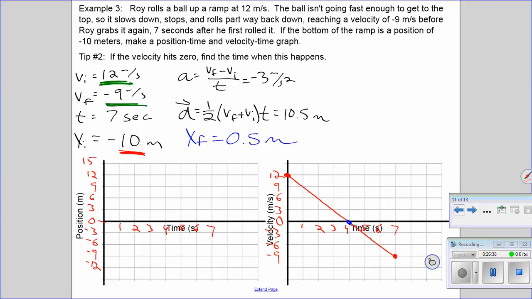And so now I have 3 points to plot. Okay? I've got that my starting position was -10. I've got that my ending position is 0.5. And I also know that at the top of the path, when it stops, 4 seconds have passed, and the position is 14, right?